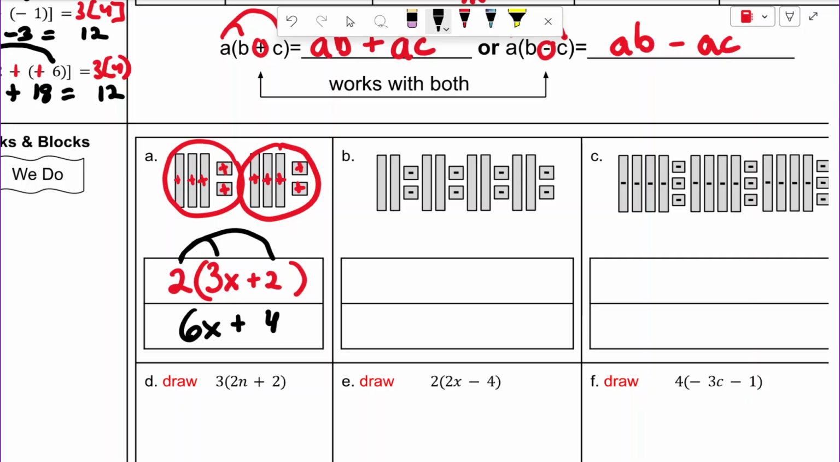And now we're going to go on to the next one. This one on B has these sticks. There's no indicator what they are, so we can assume they are positives.